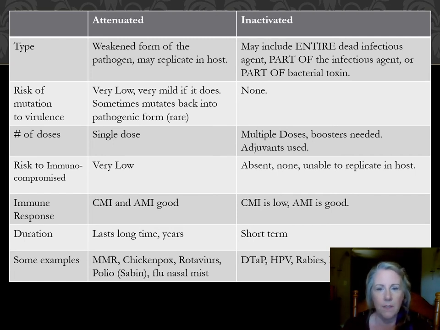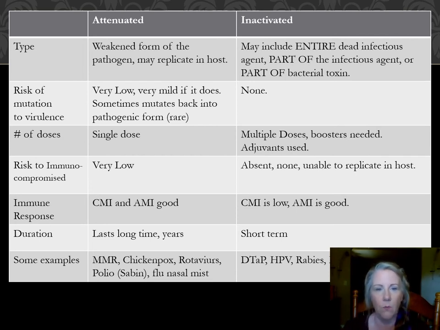All right, immune response. So cell mediated is low. That means specific T cells, right? But the AMI, which is antibody mediated immunity, is good. So we are going to stimulate some plasma cells and some antibodies as a result. And it's going to be a little hit or miss on the cell mediated immunity. Okay, in a perfect world, we would get both equally and both would be strong. But depending on the pathogen, really, and when we're comparing the types of vaccines, since these are going to be dead and they're going to be parts of, then we're going to have a little bit lower immune response because of that.